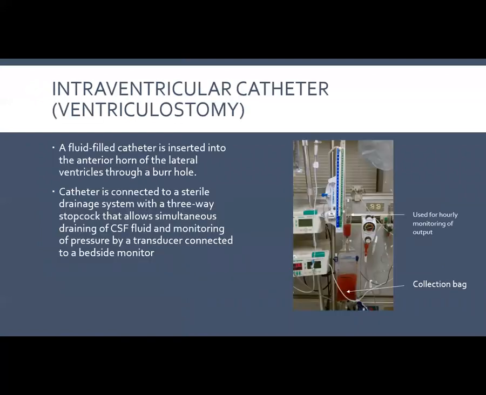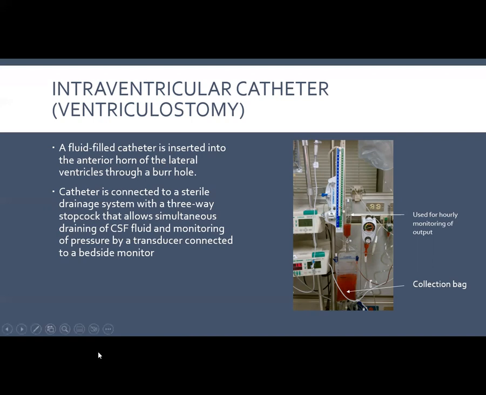So with your intraventricular catheter, or your ventriculostomy, this is basically a fluid-filled catheter that's inserted into the anterior horn of the lateral ventricles through a burr hole. A burr hole is basically just a hole in the skull that a surgeon will put in. The catheter is connected to a sterile drainage system with a three-way stopcock that allows simultaneous draining of CSF fluid and monitoring of pressure by a transducer connected to a bedside monitor.